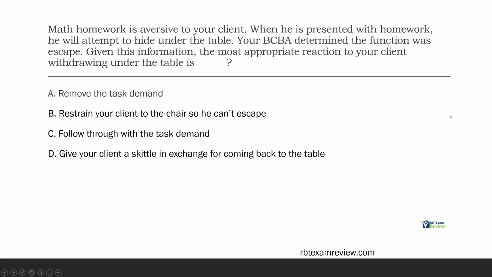All right, math homework is aversive to your client. When he is presented with homework, he will attempt to hide under the table. Your BCBA determined the function was escape. Given this information, the most appropriate reaction to your client withdrawing under the table is what?